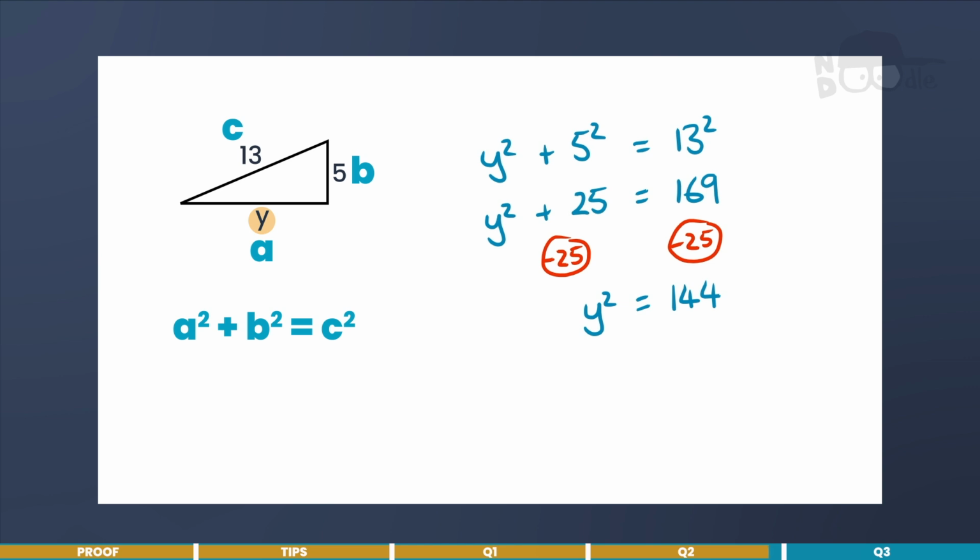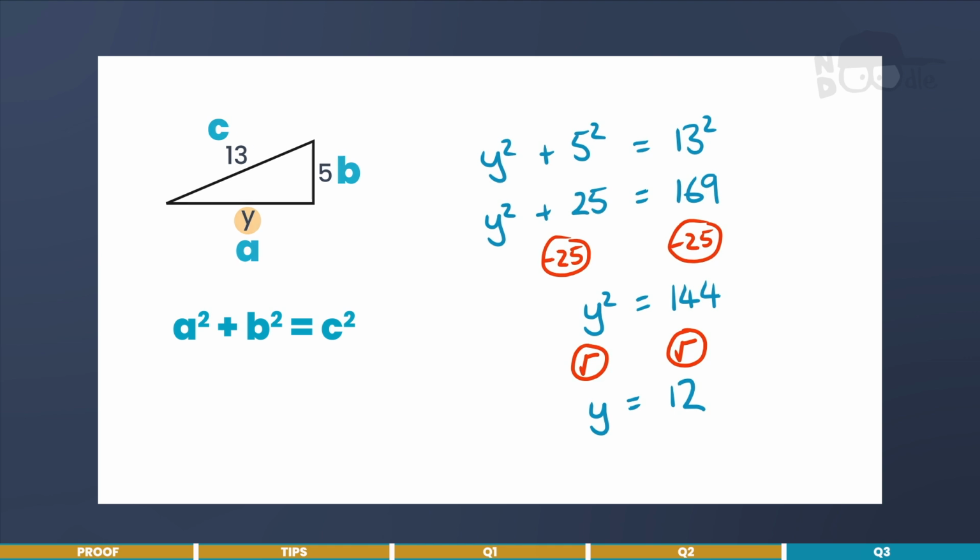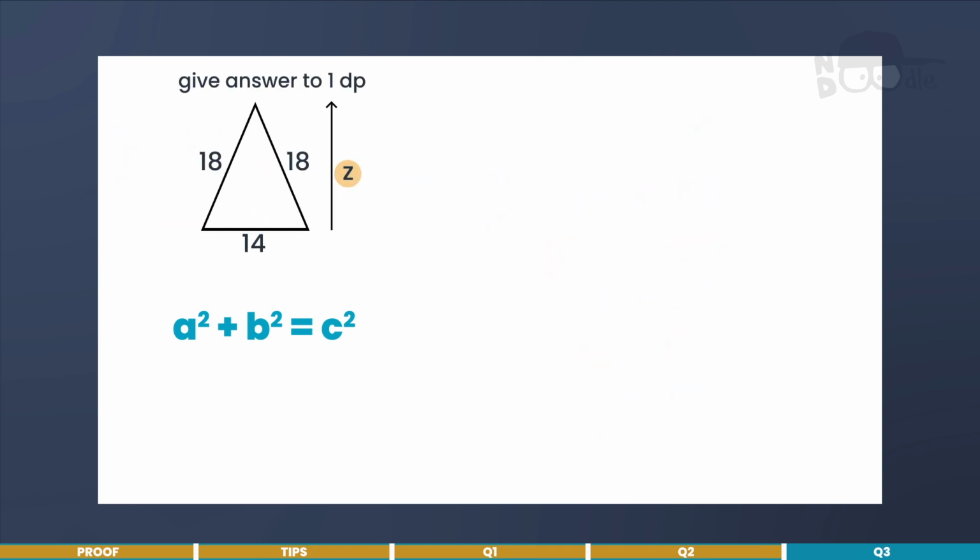Like the previous question, we now need to square root both sides to get our answer. The square root of y squared is y, and the square root of 144 is 12, so we have our final answer. Those two were nice, simple, clean questions. Question 3 is a bit trickier.